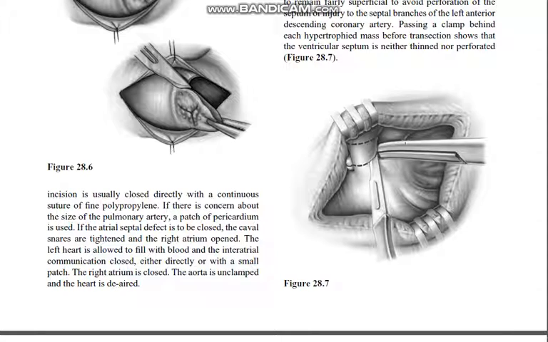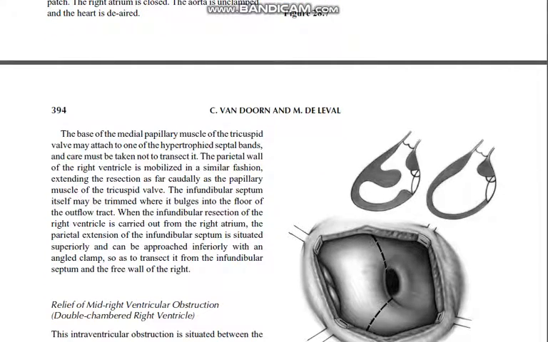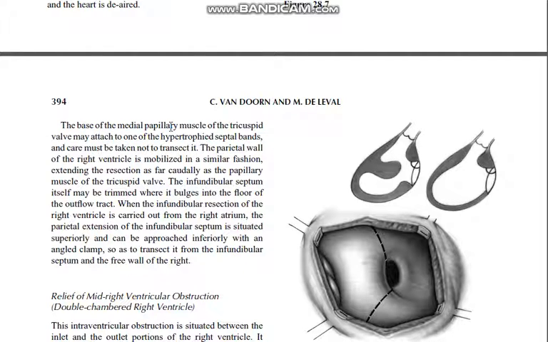This is the picture when you will cut the muscles in the infundibular septum, infundibular of right ventricle, and before excising it you should pass the clamp and then incise it. The base of the medial papillary muscle of the tricuspid valve may attach to one of the hypertrophied septal bands, and care must be taken not to transect it.